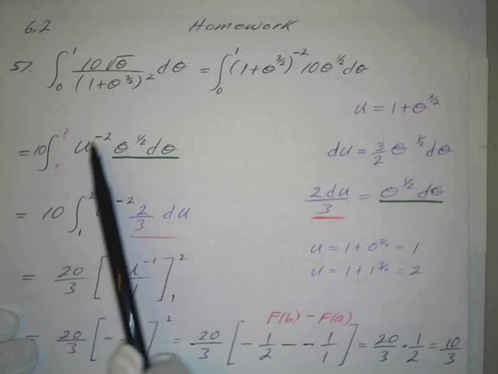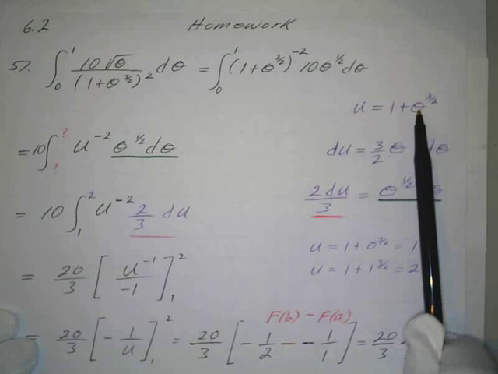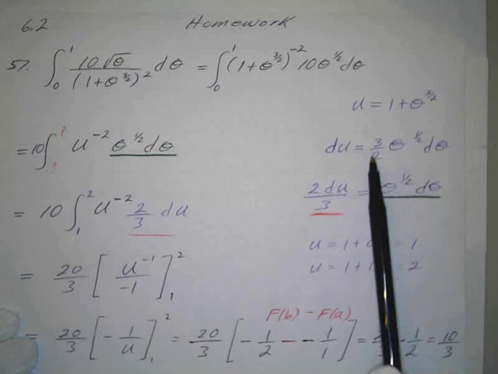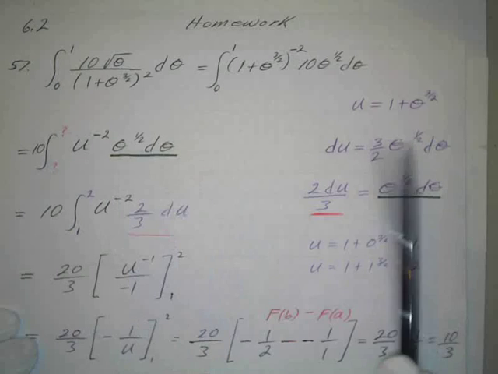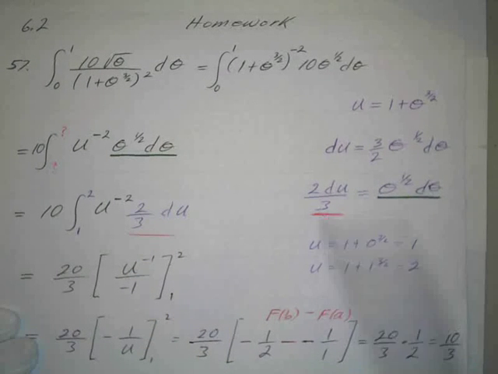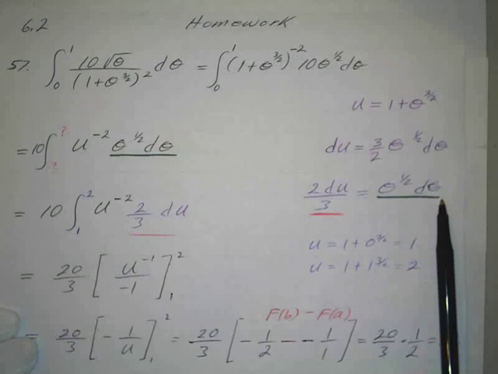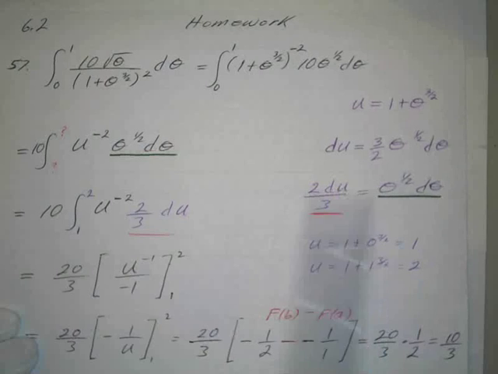But I have to get du, not d theta. So let's take the derivative of this. The derivative of 1 is 0. And the derivative of theta to the 3/2 is going to be 3/2 theta to the 1/2 d theta. Well, it looks like I've almost got that. I want to get a match here, so I'll multiply by 2 and divide by 3. And now I've got theta to the 1/2 d theta equals 2/3 du.